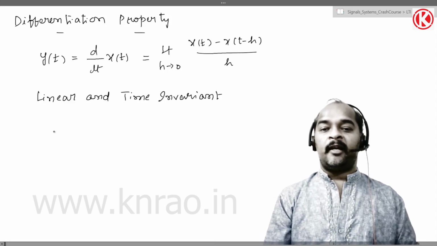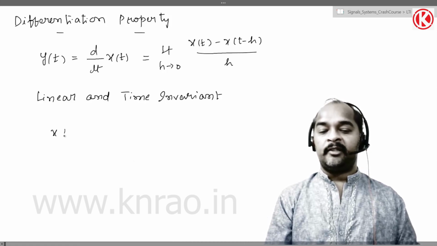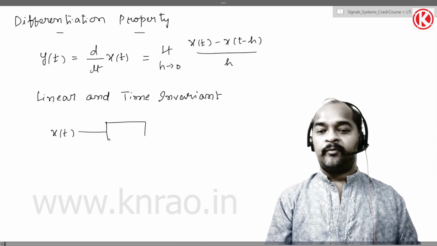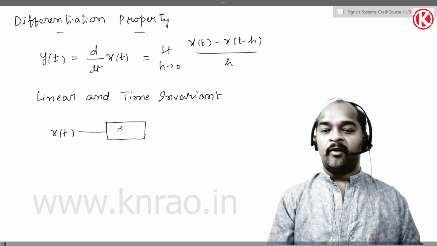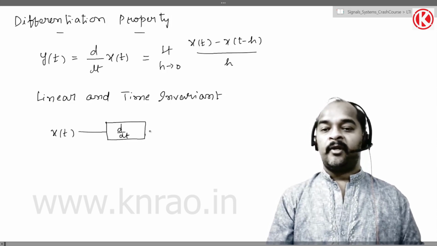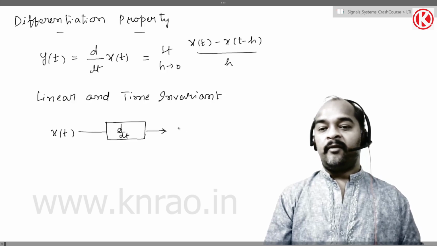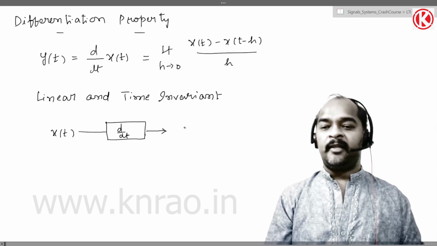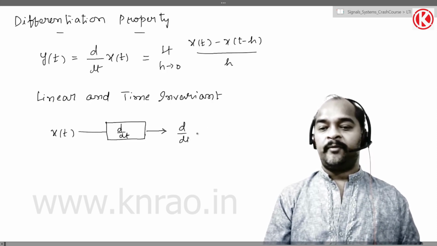Let us write this down in block diagram notation. We have x of t, and a differentiation operator d by dt, and we get as output y of t, which is equal to d by dt of x of t.